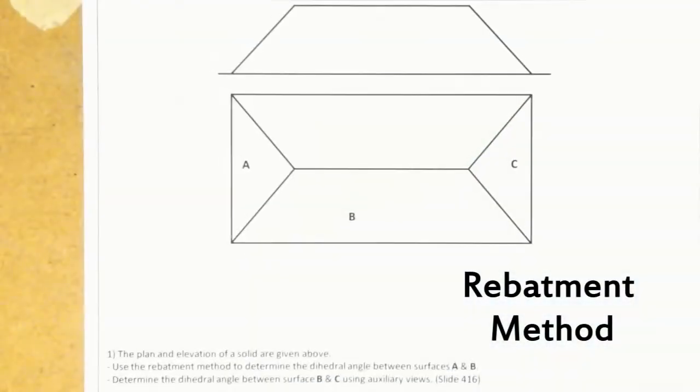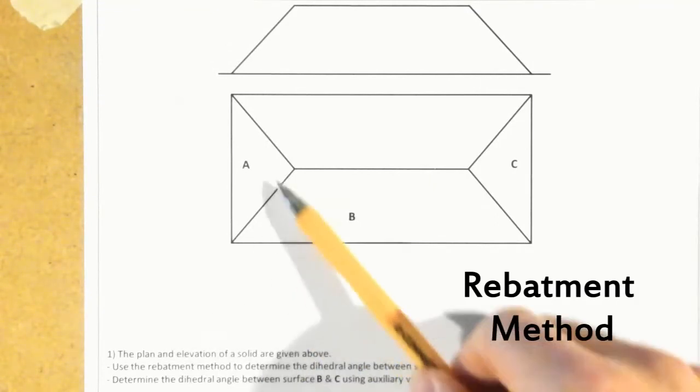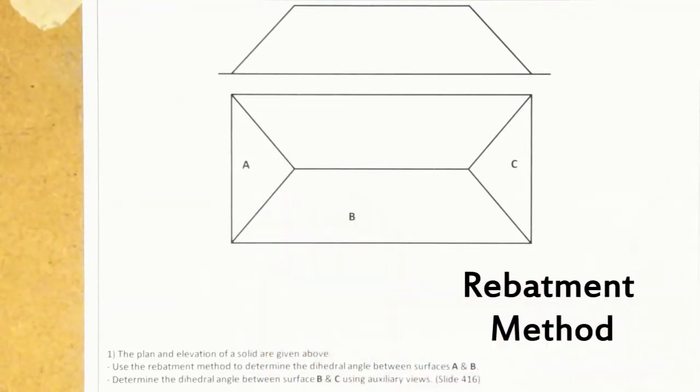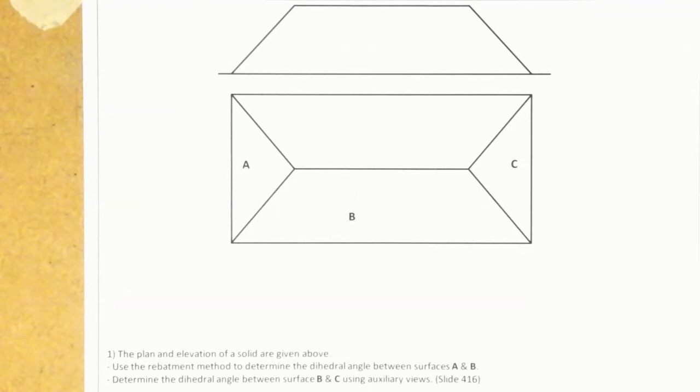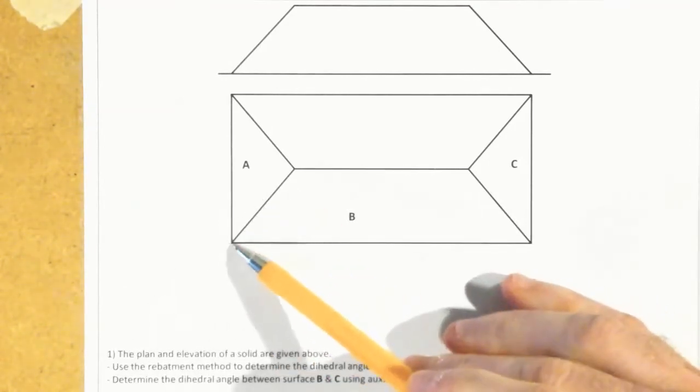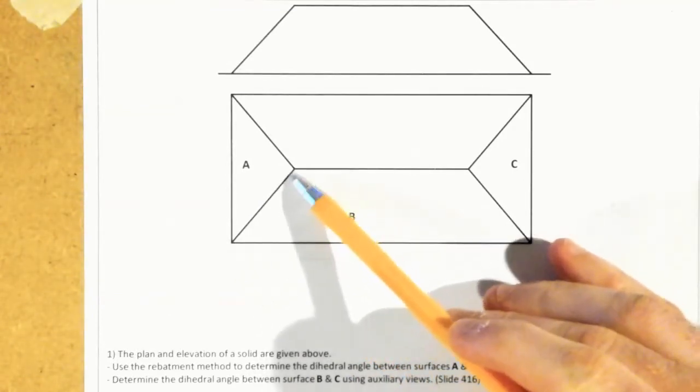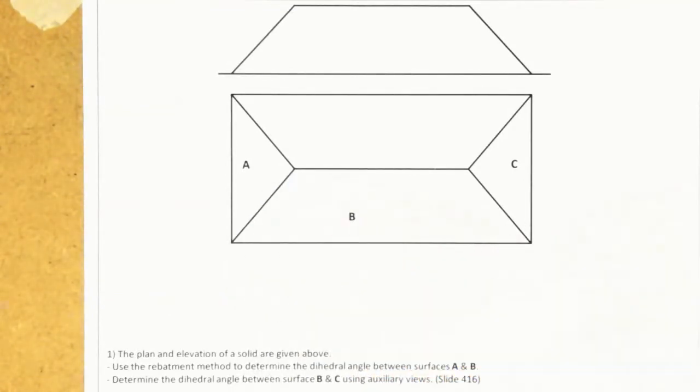Okay, so following on from that, what we are going to do now is complete the dihedral angle between the surfaces A and B, first of all using the rebatment method. Okay, and this method mightn't often be used by students as much, but it's just as effective for locating the dihedral angle. As I said previously, the first thing we have to do is identify the line of intersection between the two surfaces A and B, which is here, and we need to get that as a true length.